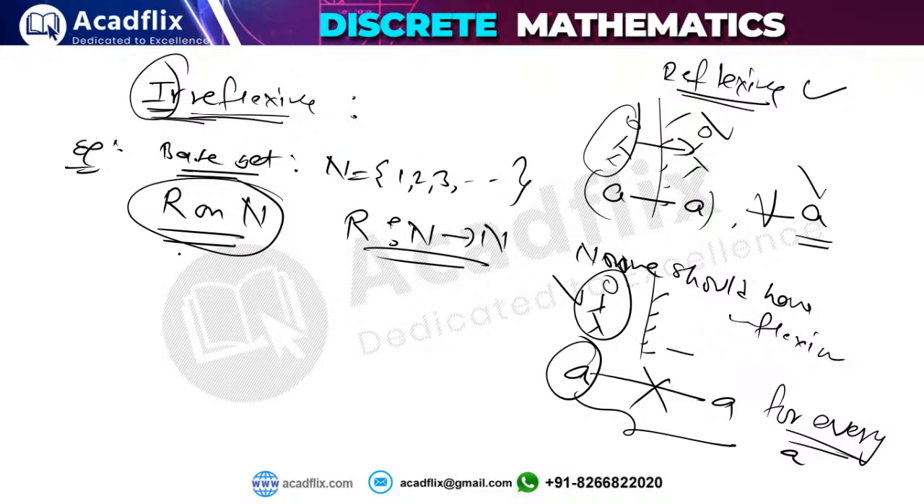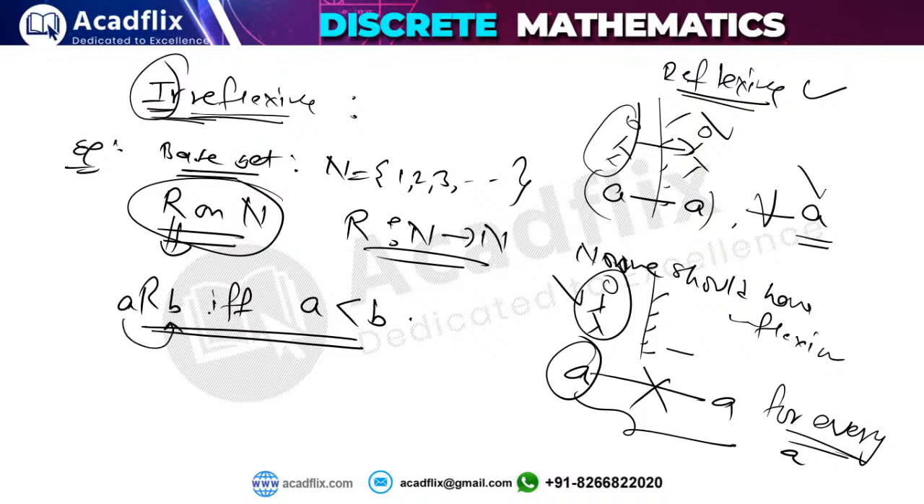Now we are defining this relation. How do we relate two numbers? A is related to B if and only if A is less than B. This is our relation, or you can say this is the rule. Basically this rule will relate the elements. A is related to B if and only if A is less than B.